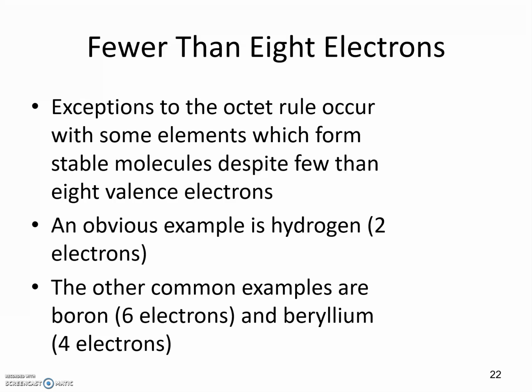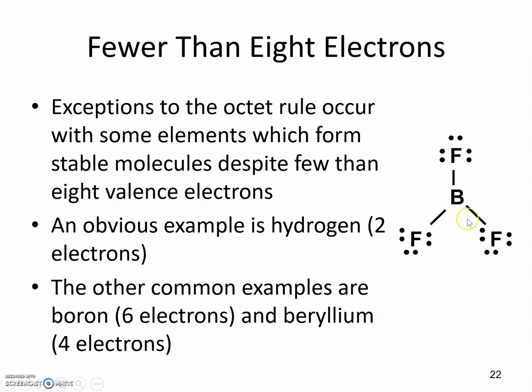Other exceptions are going to include boron, which is pretty okay with only 6 electrons, and then beryllium, which we normally think of as a metal anyways, but it will create molecules if we look at the bonds on that polar versus non-polar versus ionic scale. The bonds that beryllium makes with nonmetals are usually in the polar covalent range. And beryllium makes molecules, it only needs 4 valence electrons to make stable molecules.